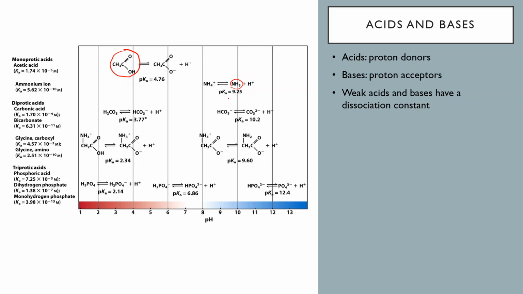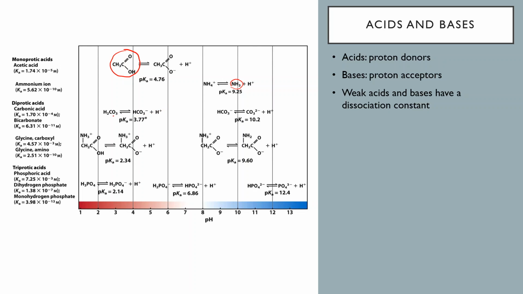So again, ammonium has a very large pKa, 9.25. So that means it's a very weak acid. In fact, ammonia is actually a relatively strong base. And so these are all called monoprotic acids because they only really have one proton that they can give up. But you can have diprotic acids.